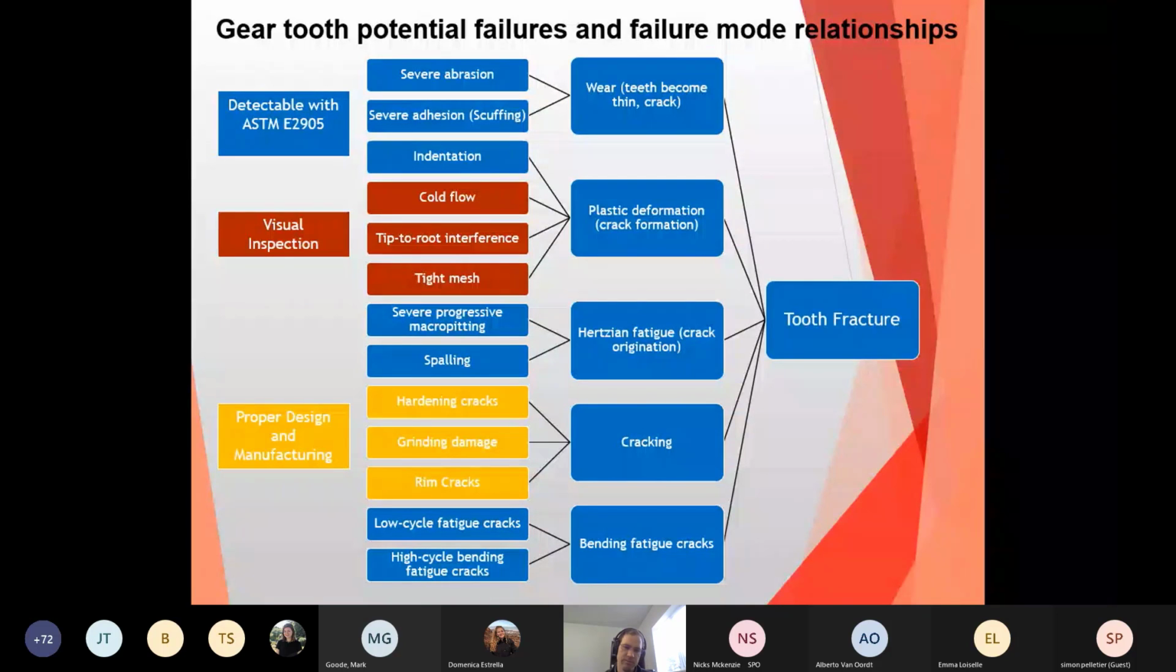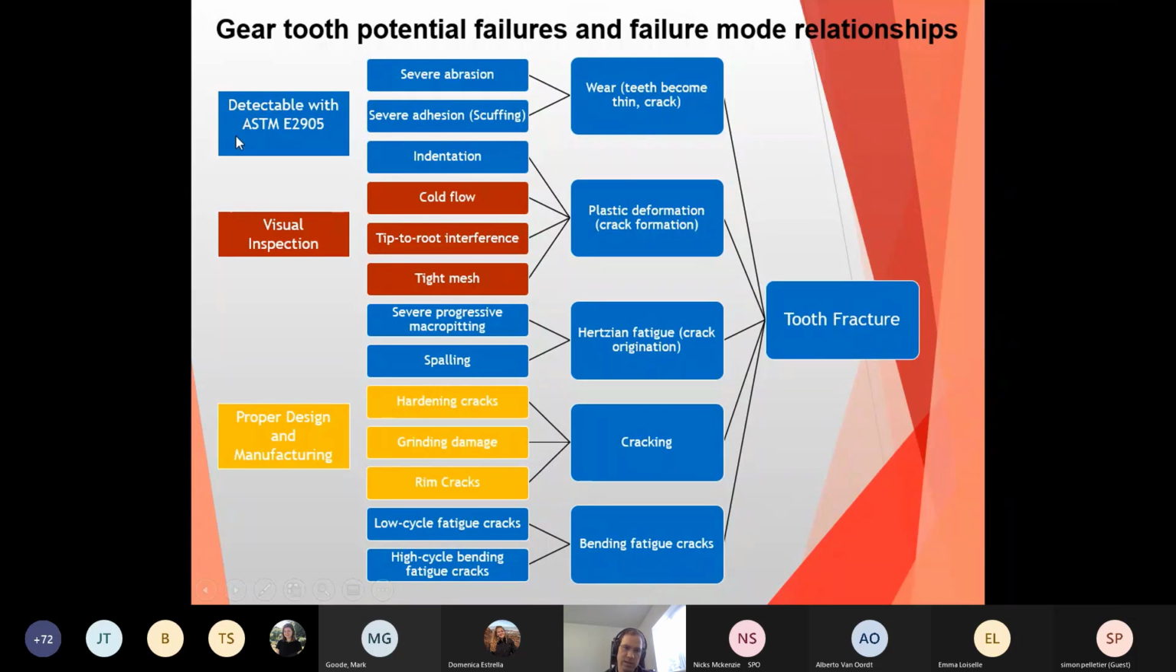We also have macro pitting and some of the other overloading type of failure modes, but they can also be related to purely fatigue related phenomena where the gear has just reached its contact fatigue limit. And on the left, we also have some of the tools that are available for predicting and detecting those failure modes.